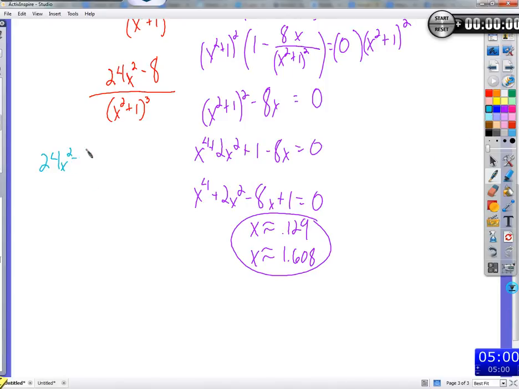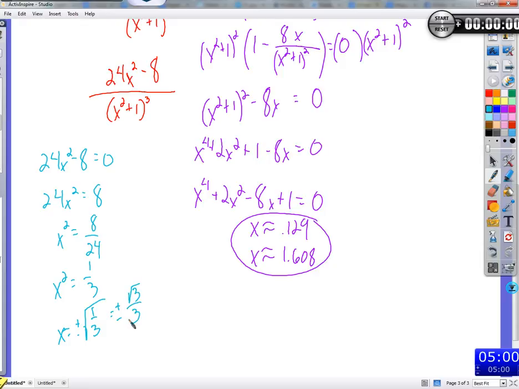Here's the second derivative. Setting it equal to zero, 24x squared equals 8. X squared equals 8 over 24. X squared equals 1/3. So x equals plus or minus the square root of 1 over 3, or plus or minus root 3 over 3 if we rationalize the denominator.